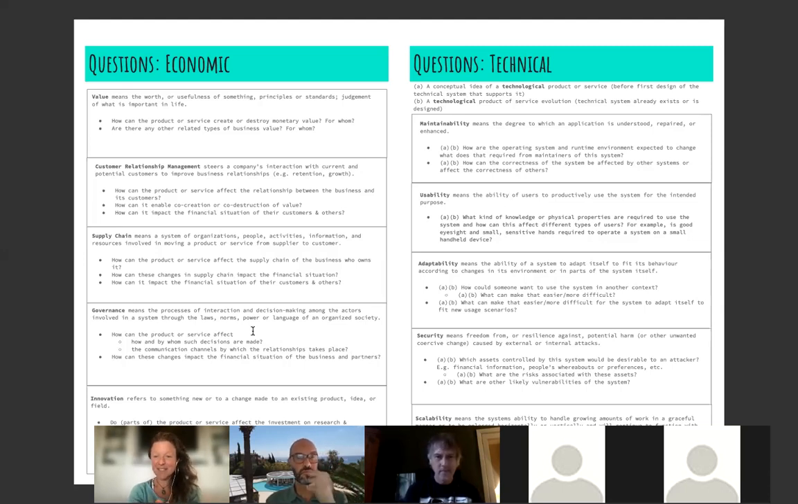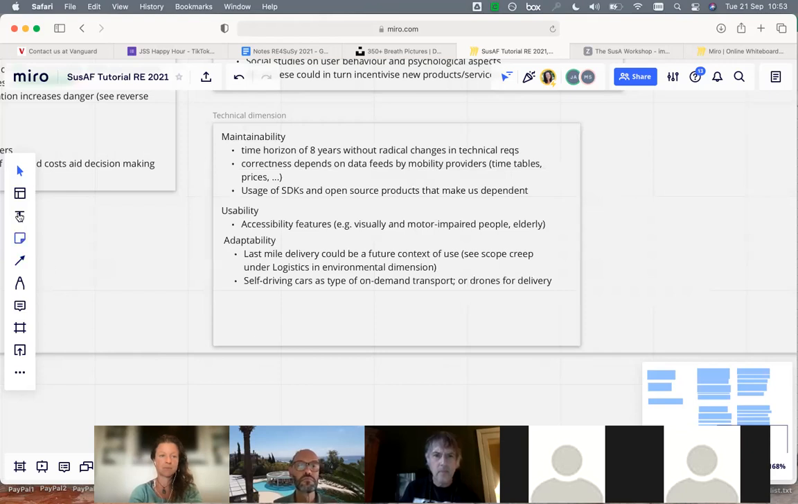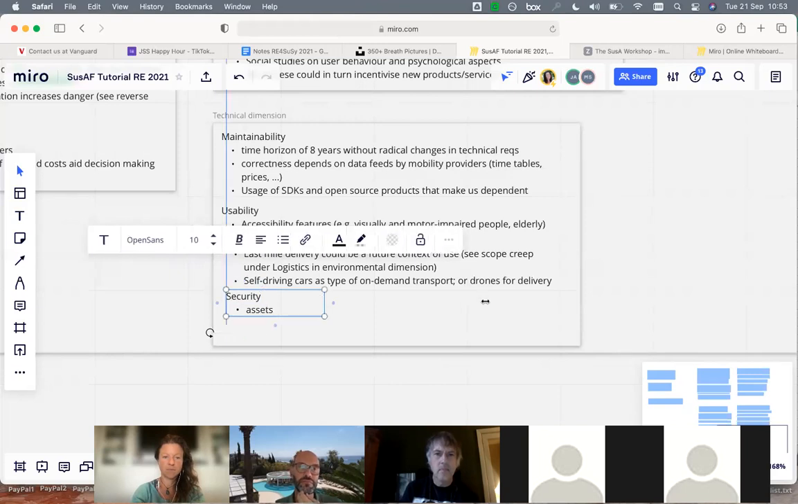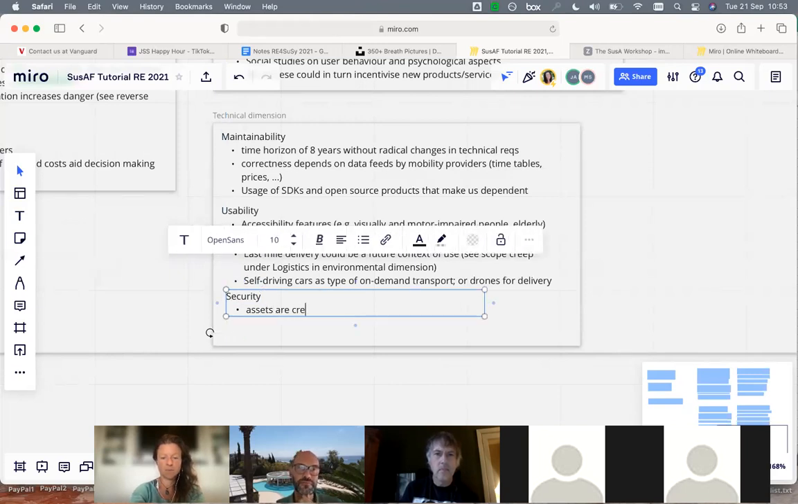Security, freedom from, resilience against potential harm caused by external or internal attacks. So which assets controlled by your system would be desirable to an attacker? Well, the credit card data, if they have to buy tickets. And then the personal geolocation data for the movement patterns. Yes. There are more, but those are the main two.